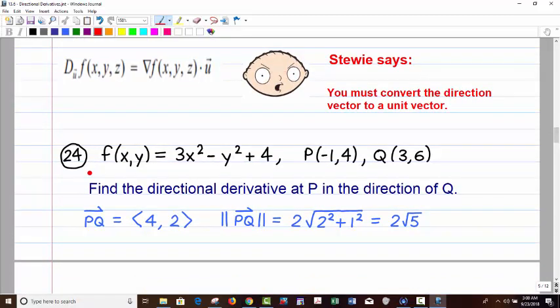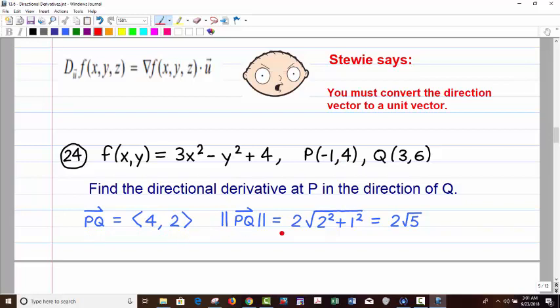So now we have one. Here's our function in terms of x and y: 3x squared minus y squared plus 4. And then we have PQ. Find the directional derivative at P, so that's your point value, in the direction of Q. All right, this goes way back to the beginning of the course when we were learning about vectors. When you have 2 points, going from P to Q, we want to calculate the vector PQ. But it's easy. 3 minus negative 1 makes 4. 6 minus 4 makes 2. So your PQ vector would be 4, 2.